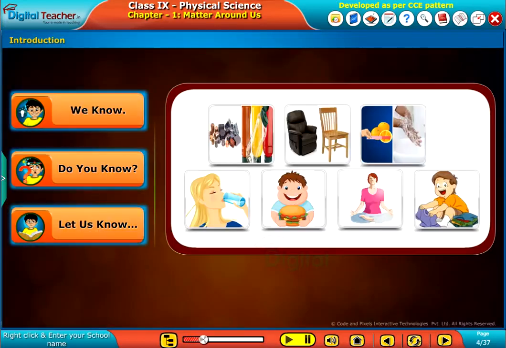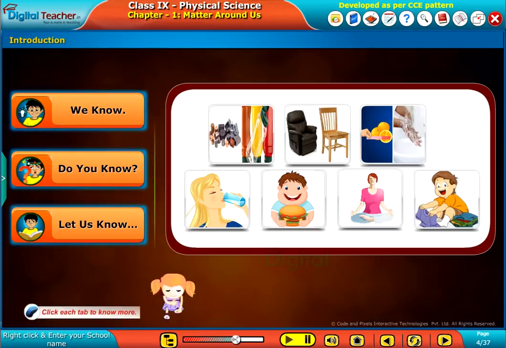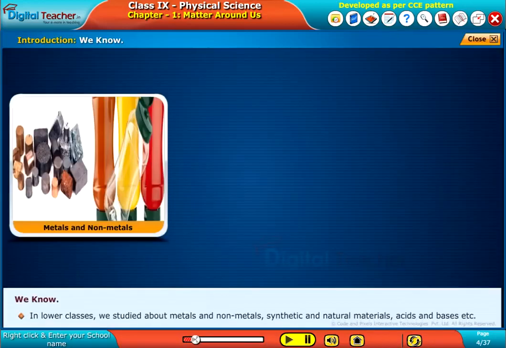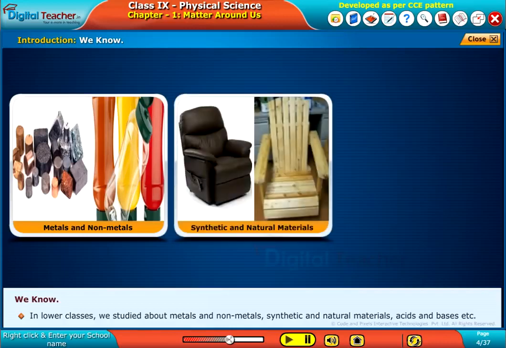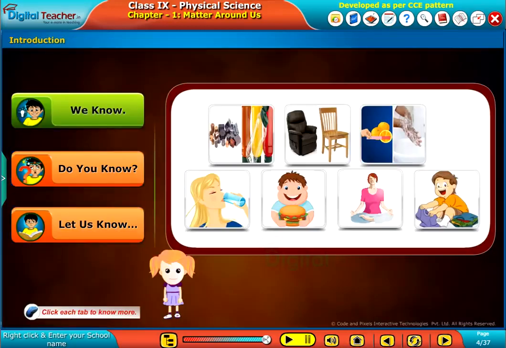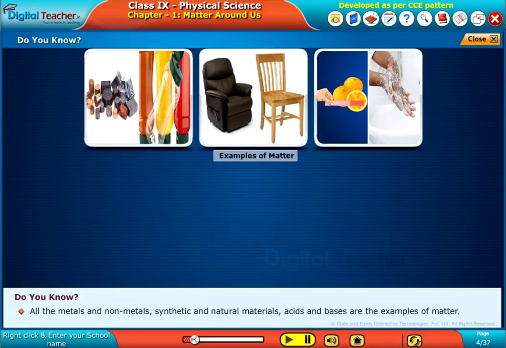Introduction. Before entering into the chapter, follow the instructions shown on the screen. Click each tab to know more. In lower classes, we studied about metals and non-metals, synthetic and natural materials, acids and bases, etc. All the metals and non-metals, synthetic and natural materials, acids and bases are the examples of matter.